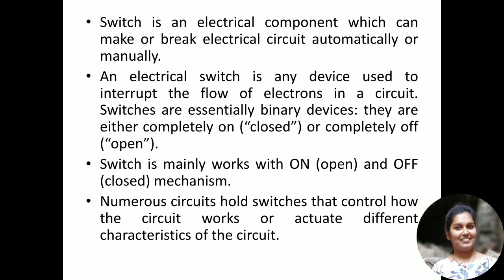So numerous circuits hold switches that control how the circuit works or actuate different characteristics of the circuit. An electrical switch is a device which is used to interrupt the flow of electrons in a circuit. Okay, so this is another way we define a switch. A switch can be called a component which makes or breaks an electrical circuit, or otherwise it can be called a device which is used to interrupt or allow the flow of electrons in the circuit.